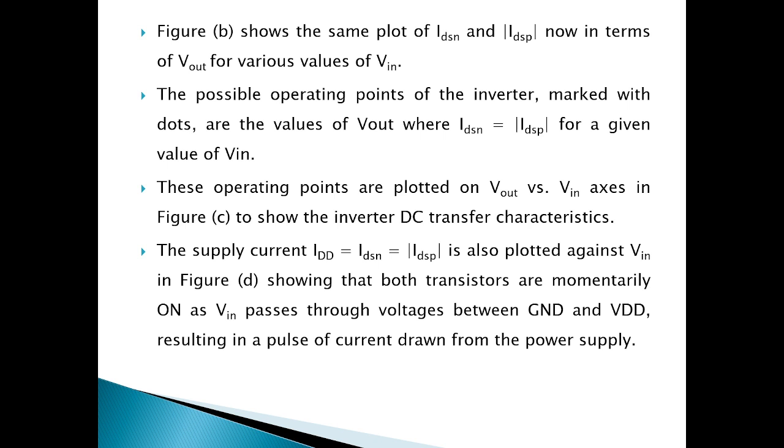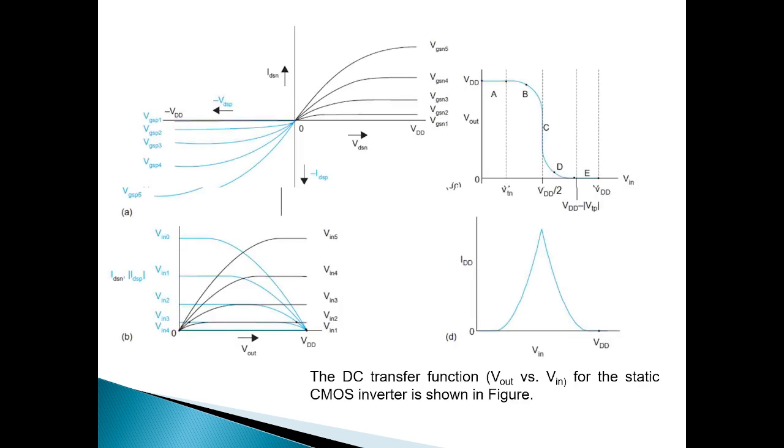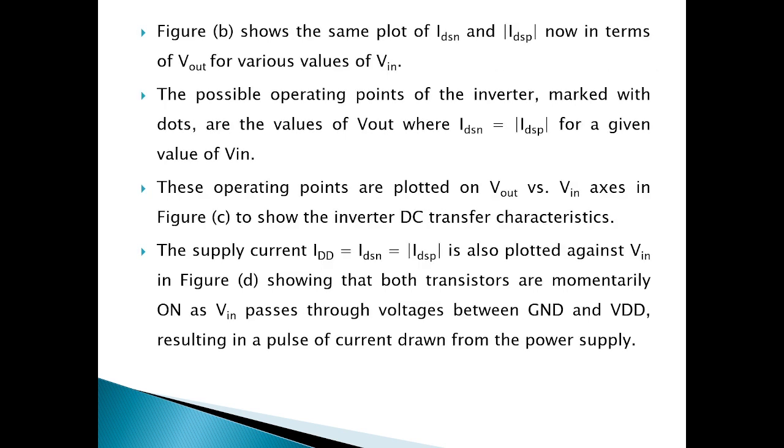Next, in figure D, the supply current IDD is equal to the drain current, which should be equal to the drain to source current in both the NMOS and PMOS, and it is also plotted against V in. So it is the drain current IDD versus the input voltage. Here we are assuming the drain current in the NMOS and PMOS should be the same. So that is the fourth plot.